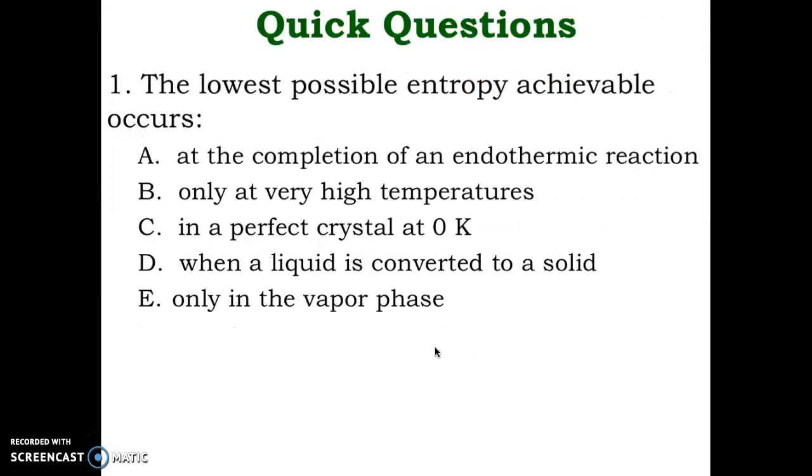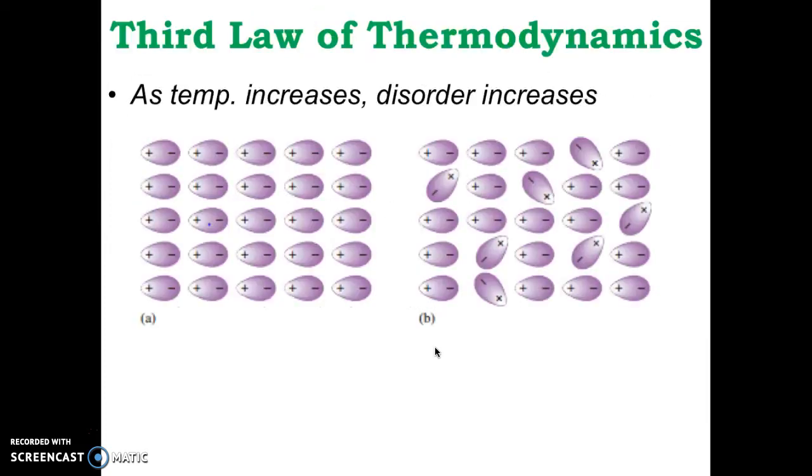All right, so quick question. The lowest possible entropy achievable occurs at, what would you say? Give you a second to read these. And hopefully you said C, in a perfect crystal at 0 Kelvin. And that's just something you should have memorized, that third law of thermodynamics.